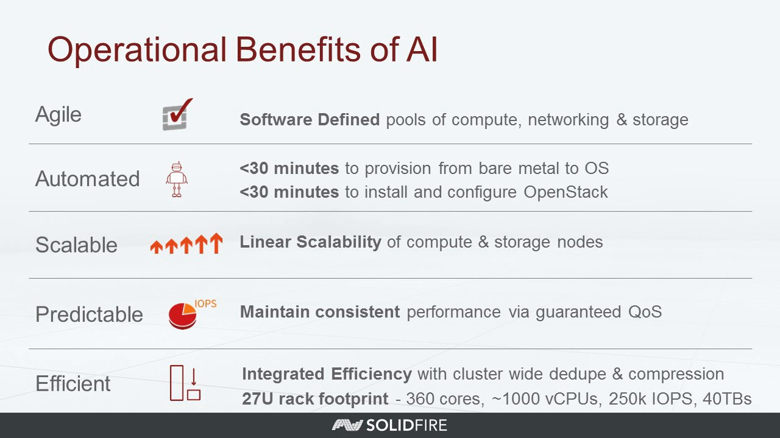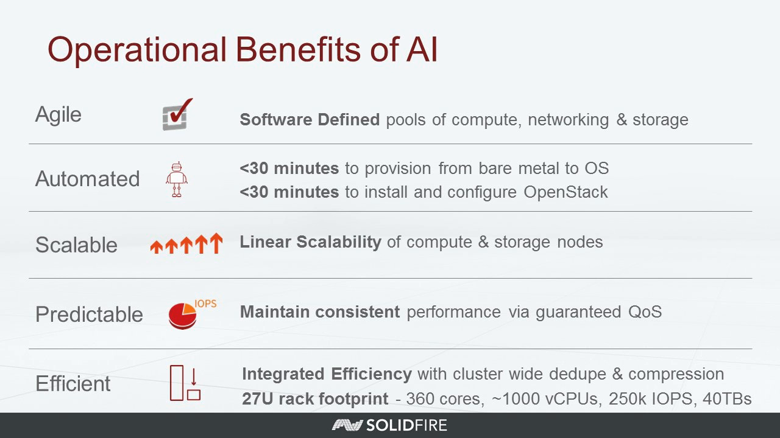So what do we want out of AI? Again, we're going to try to align with those 5 pillars like we talked about earlier. On the agility side, we wanted to be able to completely abstract out the pools of compute, networking, and storage. And by storage, we mean both capacity and I/O. On the automated side, we wanted to be able to get to OpenStack quickly.